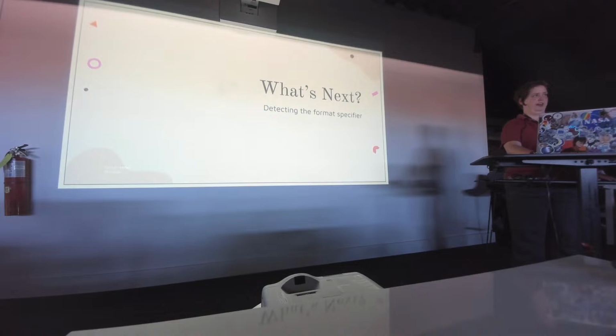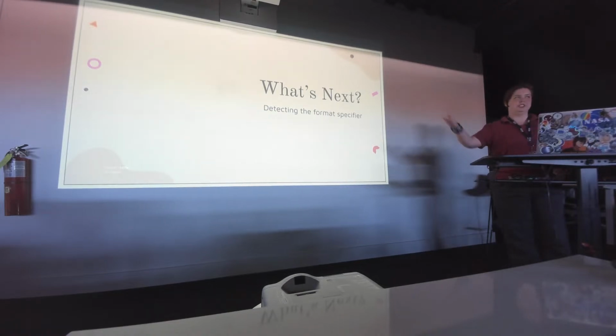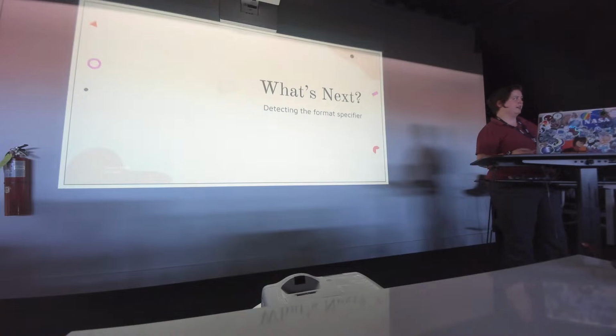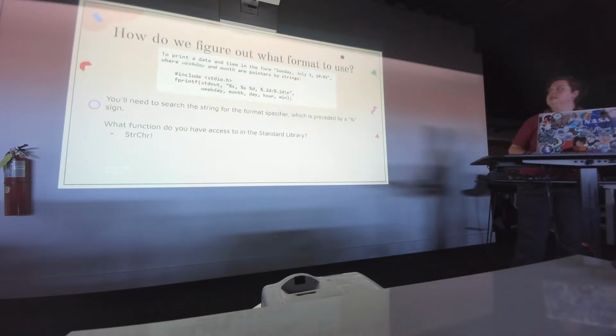All right, so what's next? Detecting the format specifier. Again, how do we know if we're printing a digit? How do we know if we're printing a string? How do we know if we're printing a character? How do we know if we're printing a percent sign? How do we figure out what format to use?